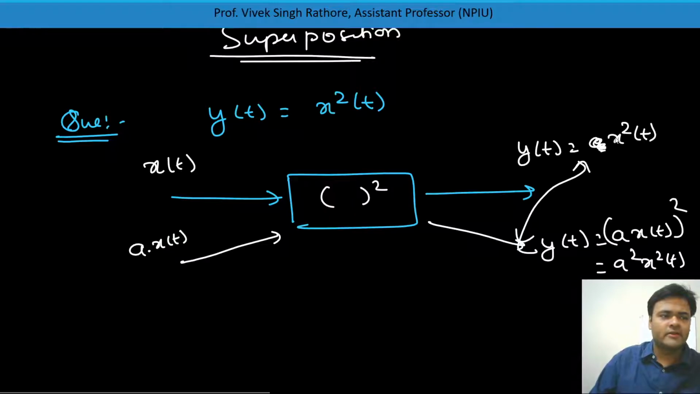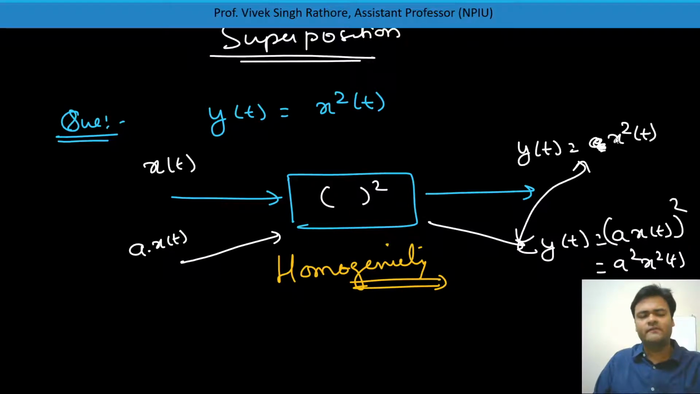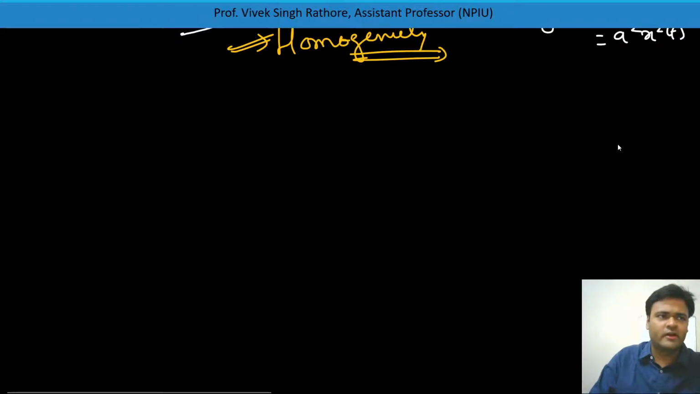So it is not satisfying our homogeneity principle. And if one condition is not satisfied, we do not need to check another principle, and this clearly tells that this is a non-linear system. Okay, one more example we'll take, and we'll understand exactly what it is showing.